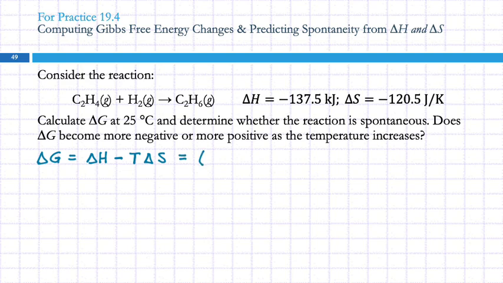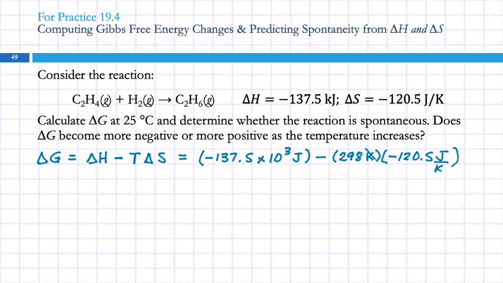So delta H is negative 137.5 kilojoules. Got to convert that, times 10 to the 3 joules, minus the temperature in Kelvin, 25 plus 273 is 298 Kelvin, times the change in entropy, negative 120.5 joules per Kelvin. And we see that those Kelvins cancel out.